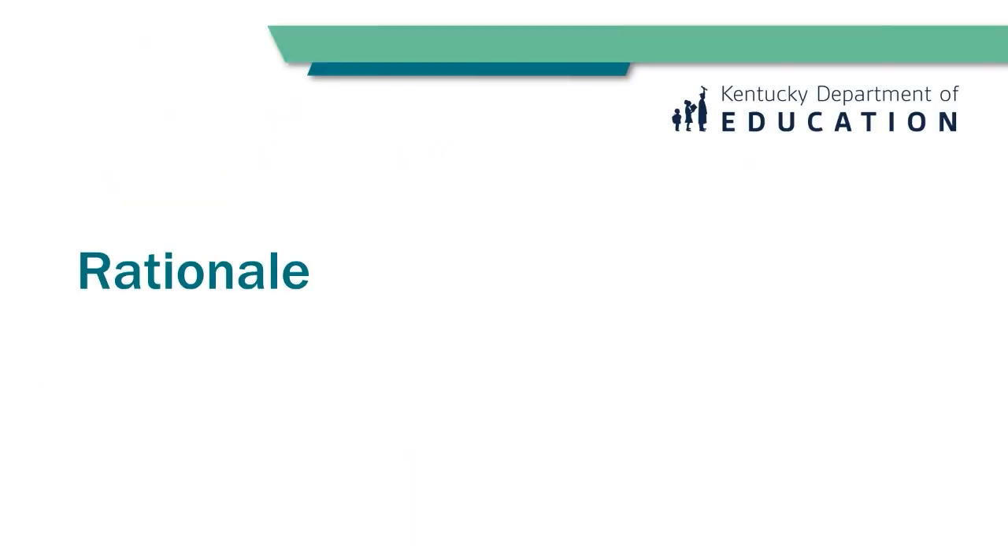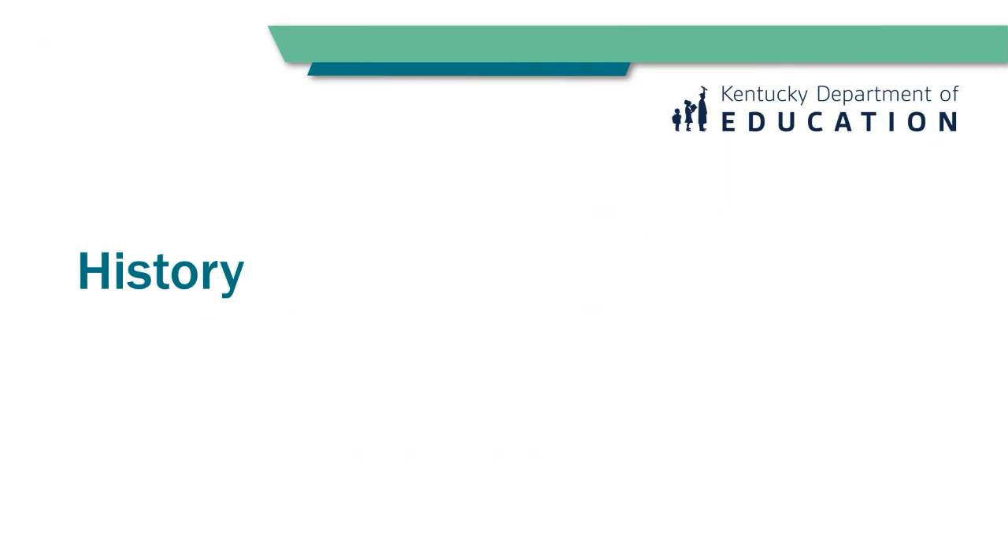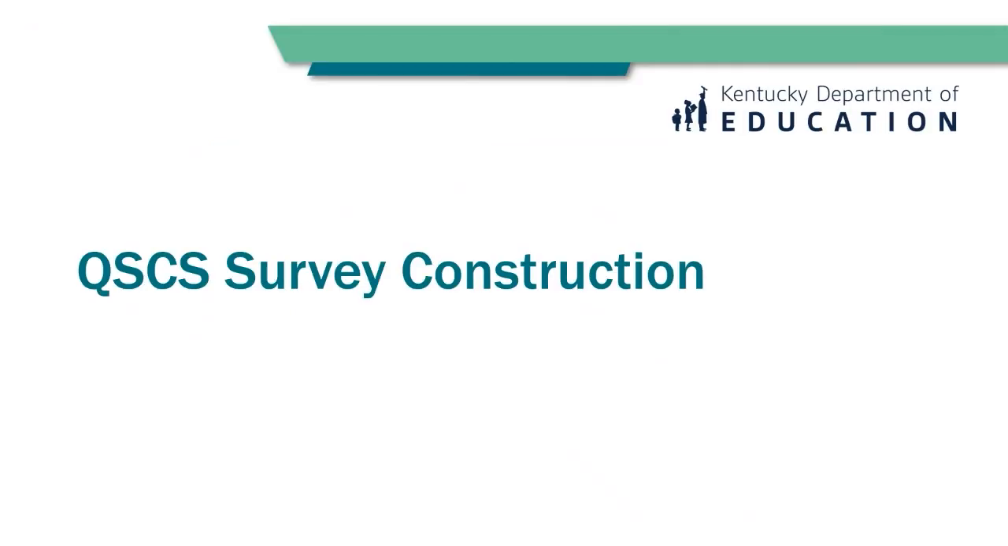Let's look at the rationale for the QSCS. KRS 158:6455 establishes the accountability system that includes multiple meaningful measures for performance. The QSCS indicator uses perceptions from a survey to provide insight into the school environment. The history of the QSCS survey involved many stakeholders. The survey was created by Human Resources Research Organization, or HumRRO, with the assistance of students and other stakeholders, and it was tested for validity and reliability and field tested before implementation.